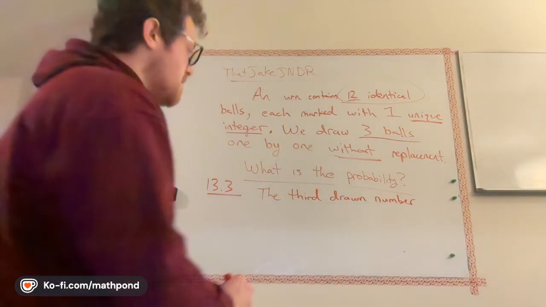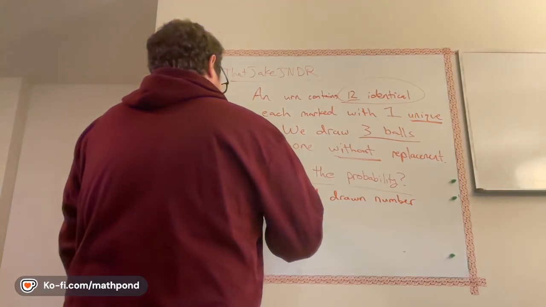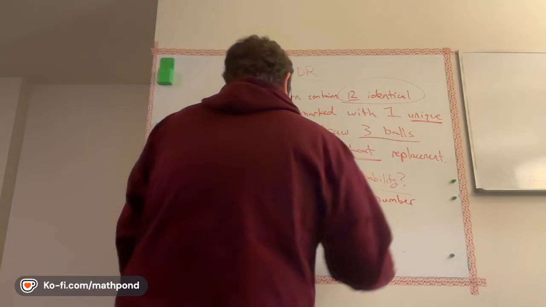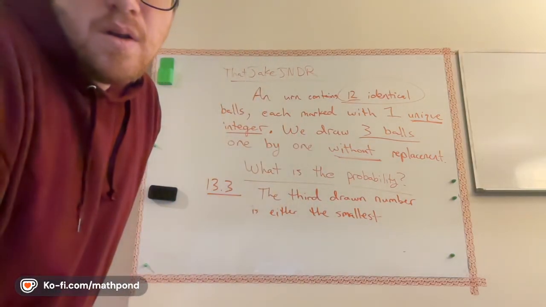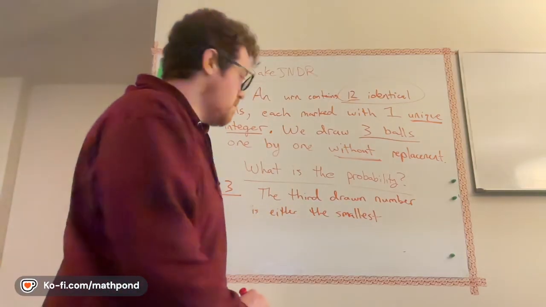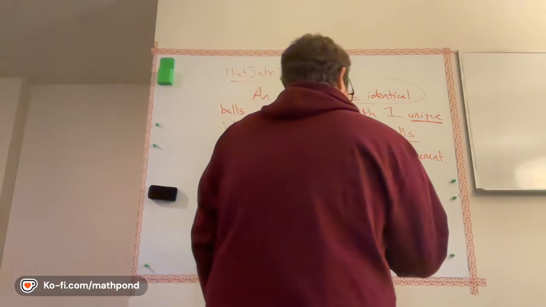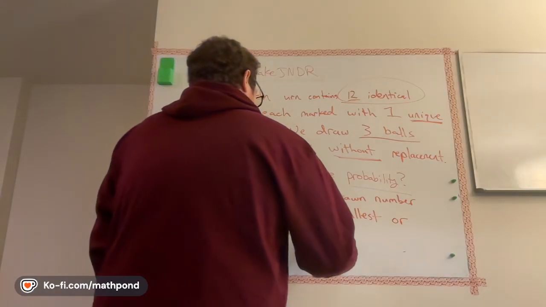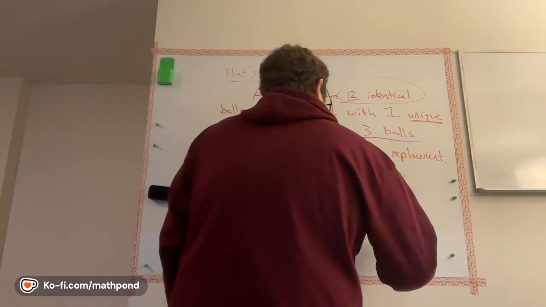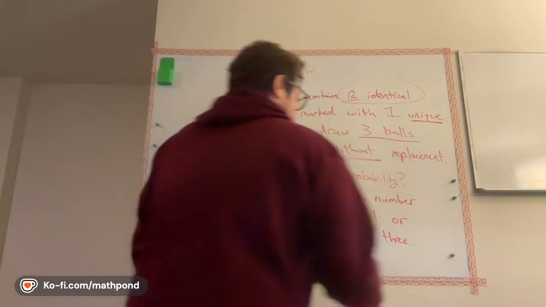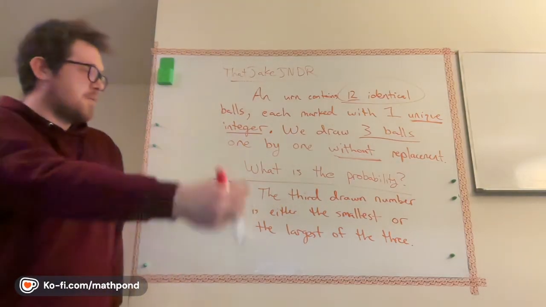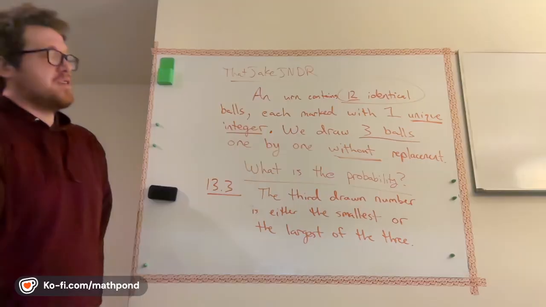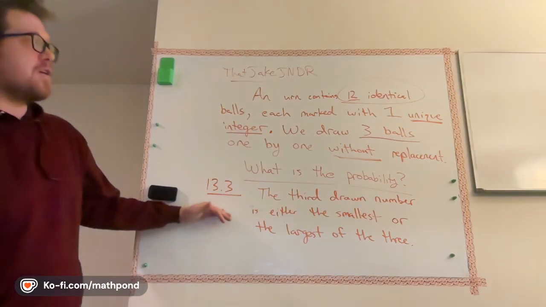is either the smallest or the largest of the 3. Okay, so we pick 3 balls, and then the third number that we pick, it's either the case that it's the smallest of the 3, or it could be also the biggest of the 3. And we want to know what's the probability that that occurs.